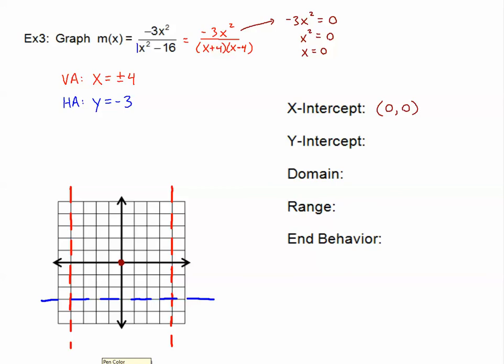It's kind of a giveaway as to what our y-intercept is, but let's prove it mathematically that the y-intercept will also be 0, 0. I'm going to use this form, the version that they gave me, -3 times 0 squared over 0 squared minus 16. To find the y-intercept, I'm just plugging 0 in for x. So that means in the numerator I get 0, and in the denominator I get -16, and that of course is 0. So the y-intercept has been proven also to be 0, 0.